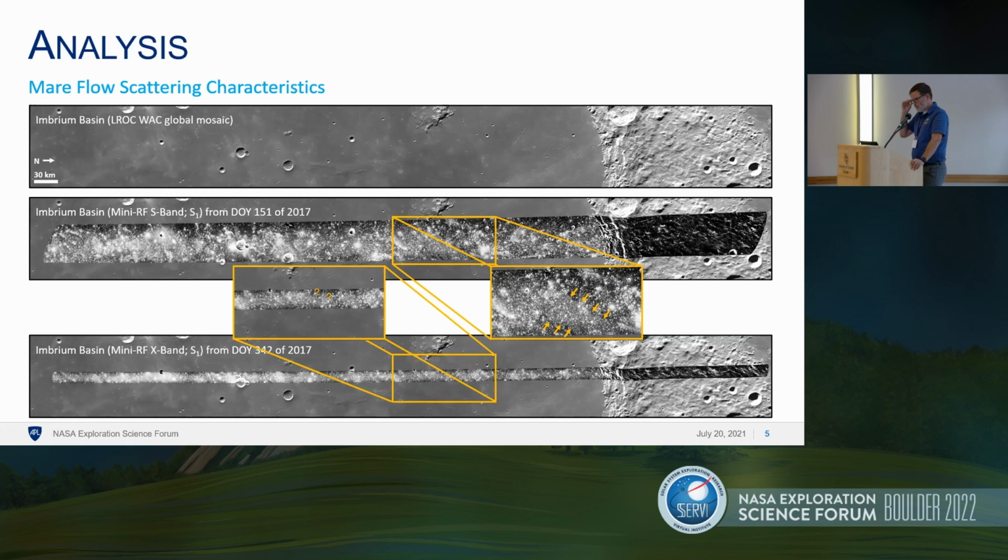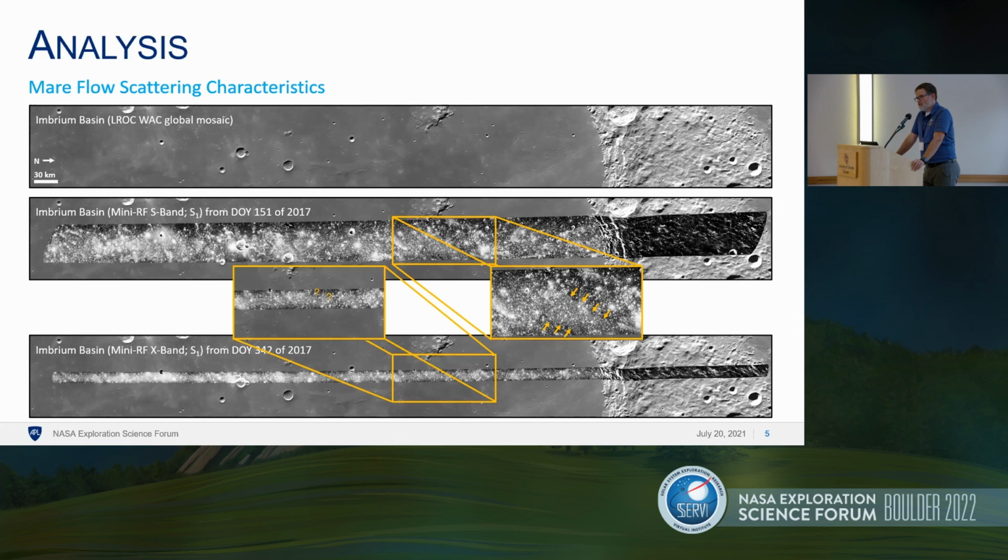And so I said I was going to talk a little bit about volcanic processes. I wanted to show this slide real quick. A portion of Mare Imbrium turned on its side. The top image is a portion of the WAC global mosaic, where you can see the stark differences between the highlands and the Mare, and some variations within the Mare.